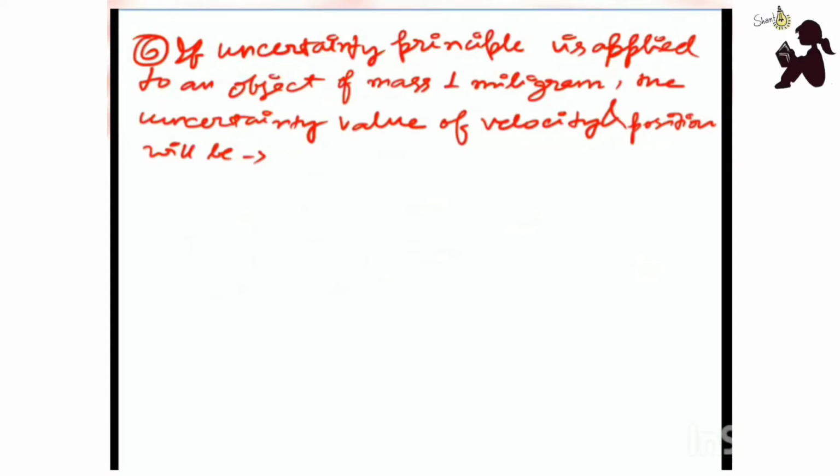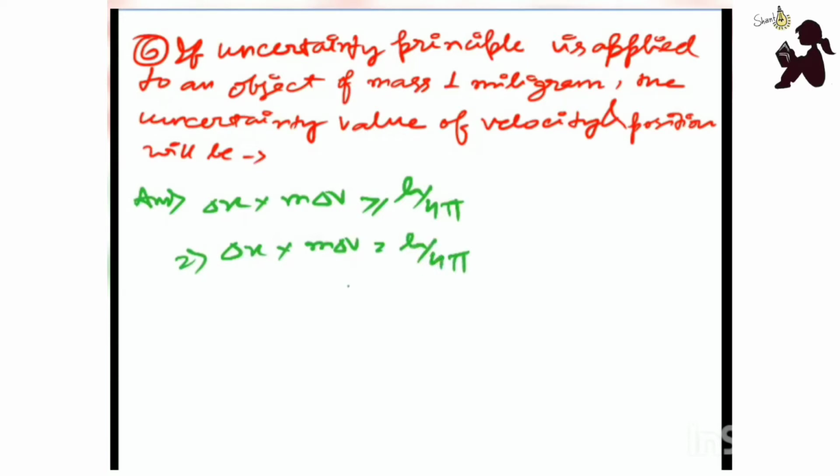So here they have told you that when the uncertainty principle is applied on an object of mass 1 milligram, then what will be the uncertainty value of the velocity and position? So here we will see one thing, that is del x into m del v is greater than or equal to h by 4 pi, that we all know. But what we will do here, we will assume that it is equal, right? H by 4 pi. We have also seen that it is h by 4 pi.